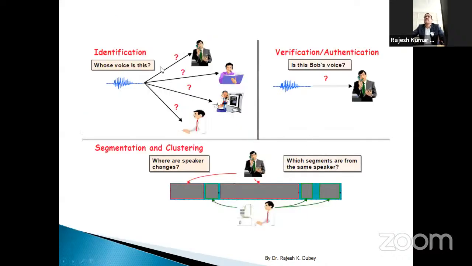Another important part is identification: whose voice is this? Among a number of speakers, identify whose voice it is. This is the speaker identification problem. Then there is the verification problem, like someone claiming that I'm Rajesh. Is it verified? That is the speaker verification and authentication problem. Similarly, segmentation and clustering, all these are speech processing application areas, and each application area itself is a topic of a webinar.